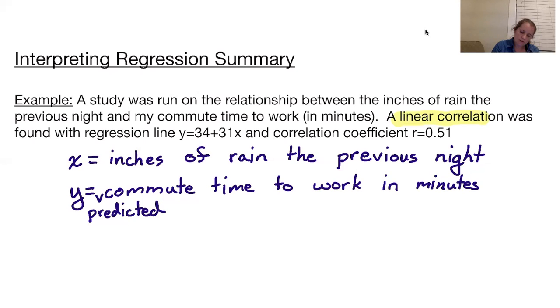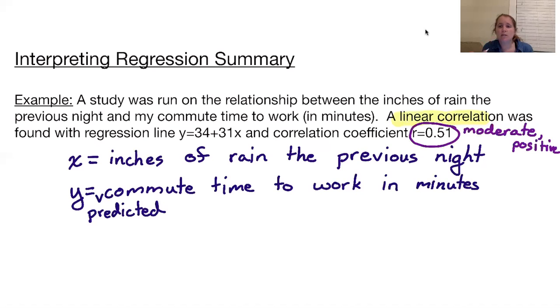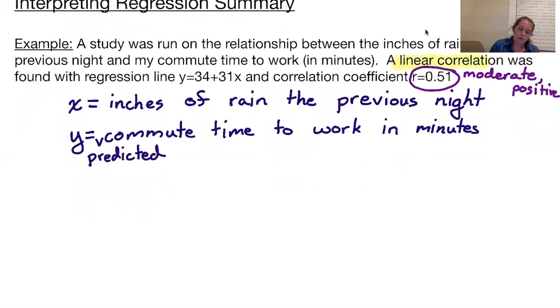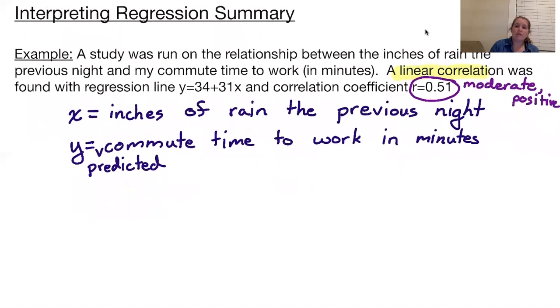The correlation coefficient of r equals 0.51. This is a moderate, almost weak correlation. It's positive. So we can interpret the correlation coefficient. We can interpret the y-intercept if it makes sense. We can interpret the slope. We can make predictions. These are all things that we can talk about. So let's just run through them all and then we'll build a sentence or a paragraph after the fact.